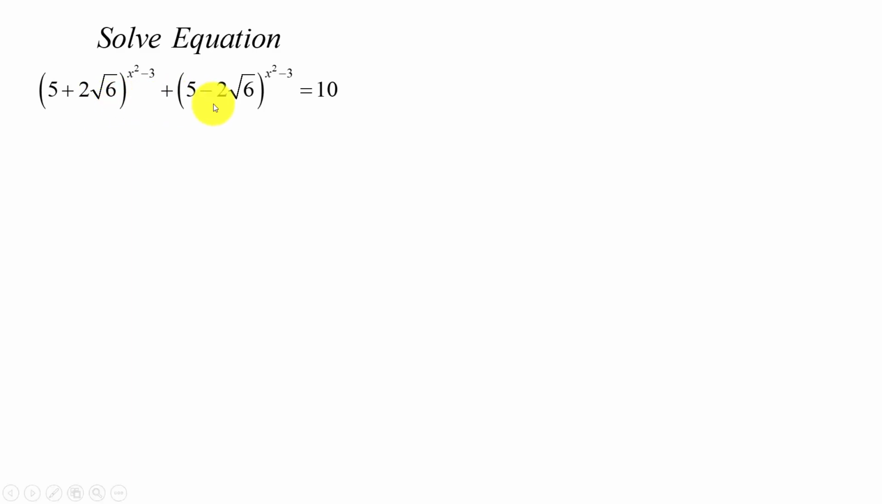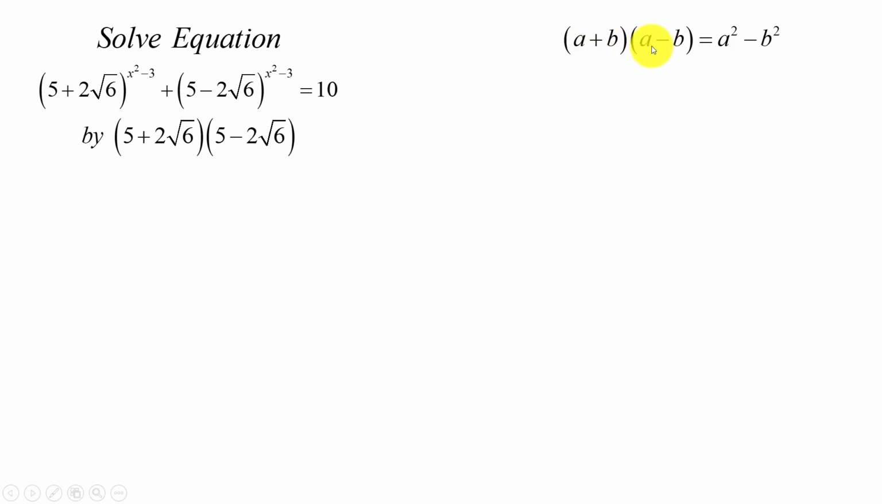Okay, now we check this equation. It has a similar base. We only change plus and minus. To solve this equation, we must take this and multiply this. Then we have 5 plus 2 square root 6 multiplied by 5 minus 2 square root 6. We can use the rule that a plus b multiplied by a minus b is equal to a squared minus b squared.